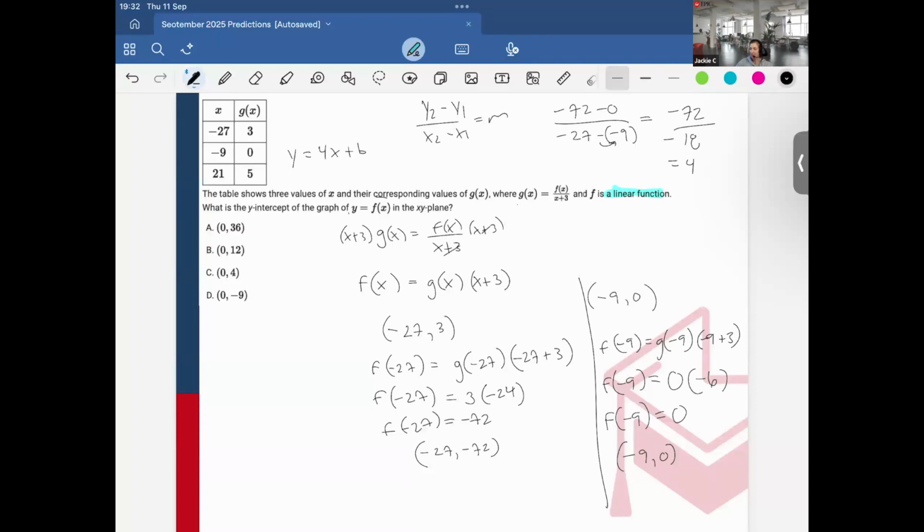Final step to find the y-intercept: you can take any coordinate again. This one looks really easy to work with. So I'd say 0 is equal to 4 times negative 9 plus b, and we get that 36 equals b. So it's a bit more of a process, but you see we get to the exact same answer in the end. Okay, continuing our journey.